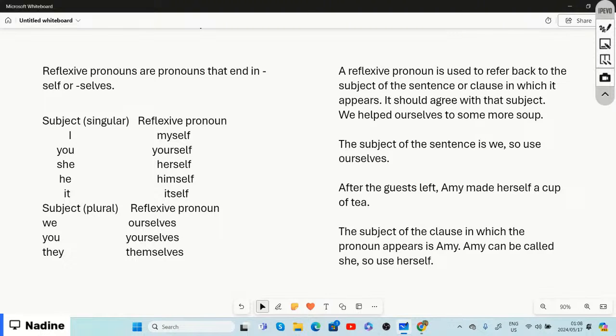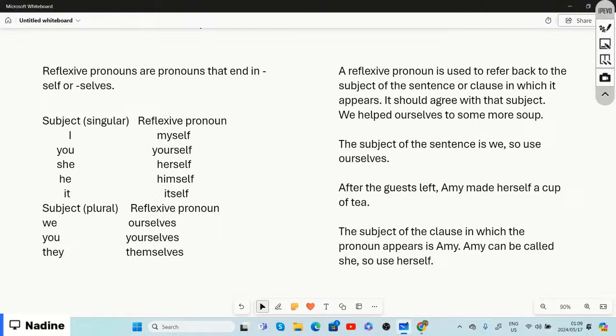It's like if I'm saying I'm going to the shop, then I'm referring to myself, the one that is going to the shop. Then we have you, and if we're referring to you, then we're referring to yourself. Then we have she, and the reflexive pronoun is herself. Then we have he, and we're talking about himself. And it, and then we're talking about itself. That is when we have a singular subject.